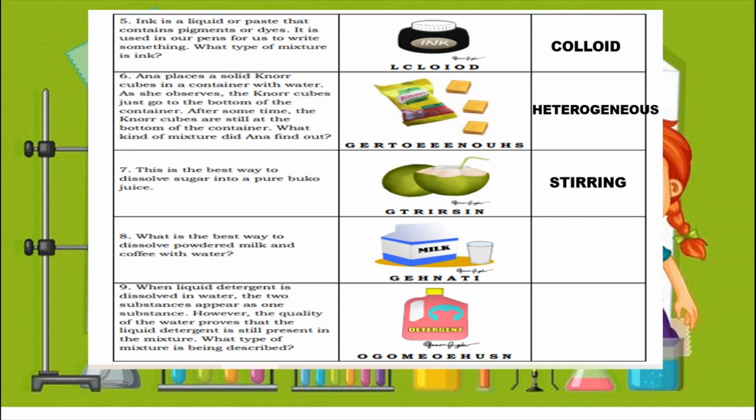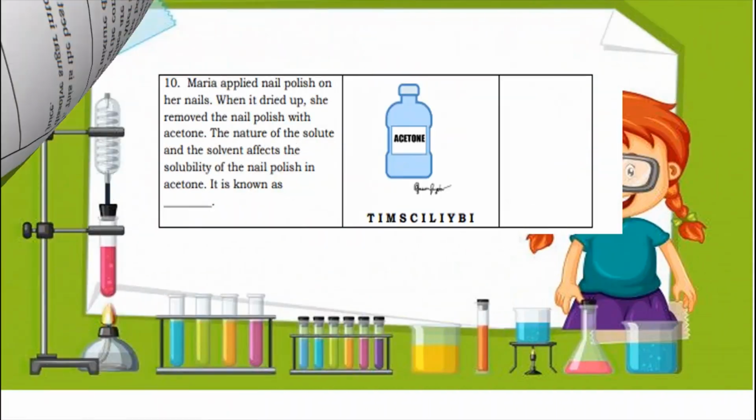Number 8. What is the best way to dissolve powdered milk and coffee with water? Answer is heating. Number 9. When liquid detergent is dissolved in water, the two substances appear as one substance. However, the quality of the water proves that the liquid detergent is still present in a mixture. What type of mixture is being described? Answer is homogeneous.